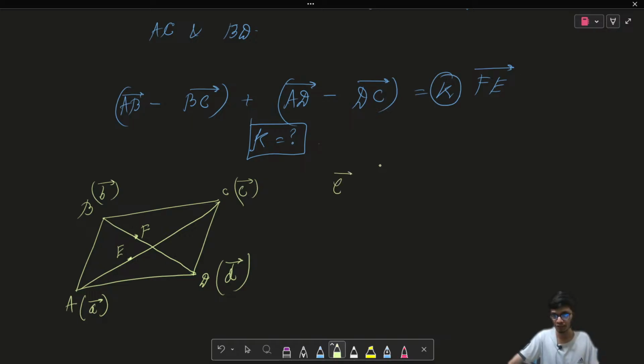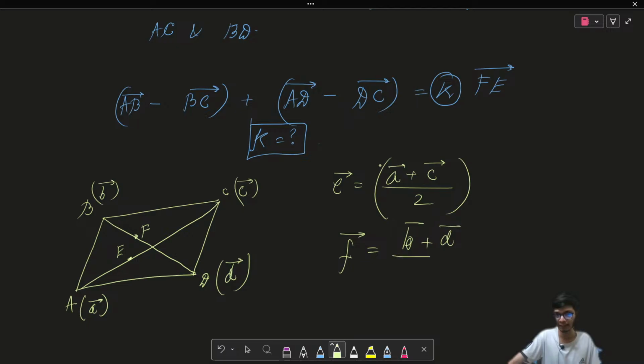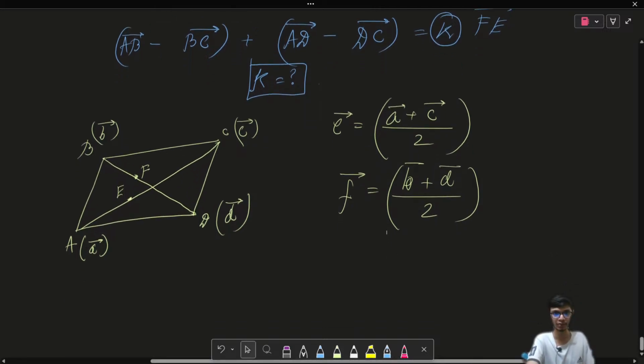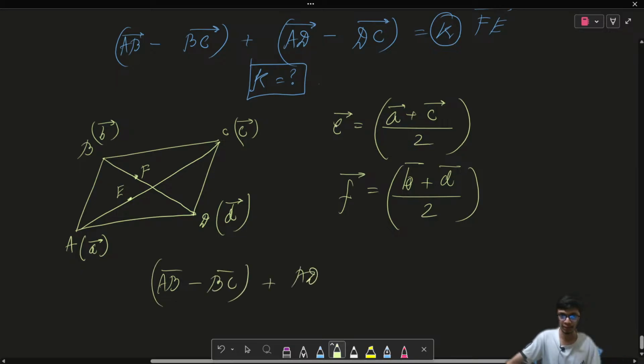Then if I ask you what is the position vector of E, you will say that the position vector of E is nothing but A vector plus C vector divided by 2. And similarly, if I ask you what is the position vector of F, it is basically B vector plus D vector by 2. Right. So from this, you need to find out AB vector minus BC vector plus AD vector minus DC vector.